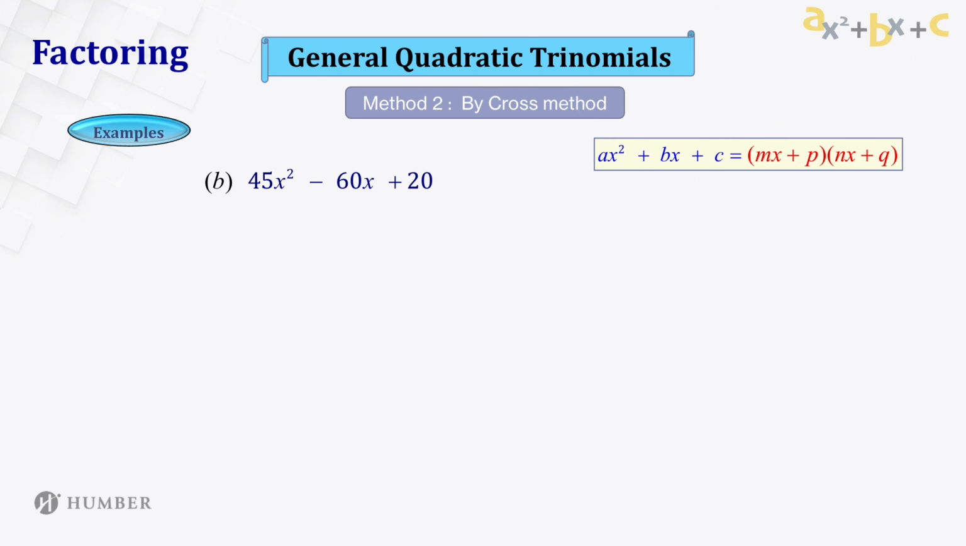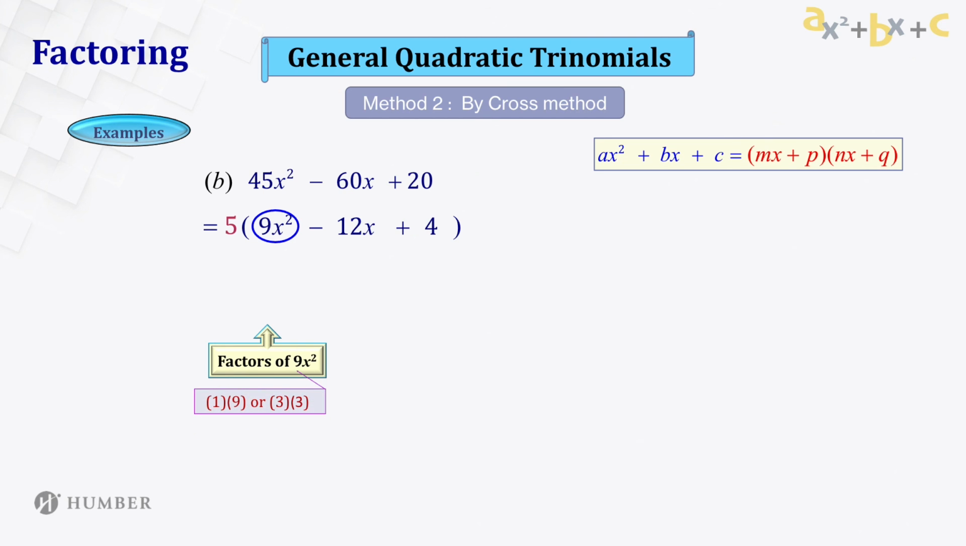Let's try to factor this same question, but with the cross method instead. Previously, we found a common factor, so we need to rewrite the question in that form first. First, think about the factors of 9x squared. The combination of each coefficient could be 1 times 9 or 3 times 3. First try x times 9x for that part.